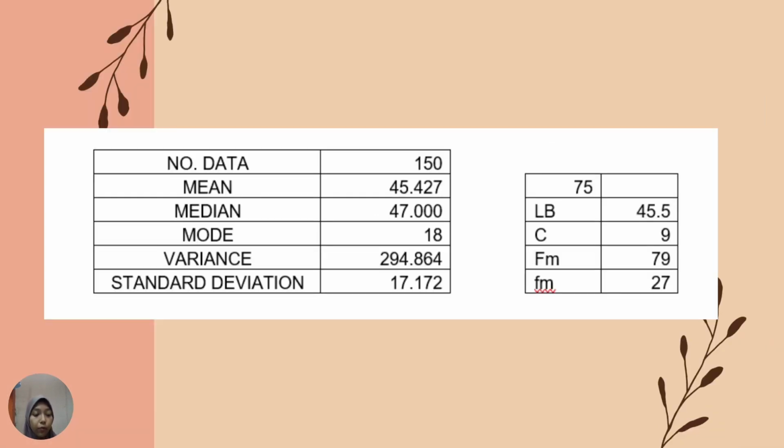In this slide, we have the mean, median, mode, variance, and standard deviation. LB is the lower boundary. FM is the frequency of the median class. C is the class range, which is the upper bound minus the lower bound.